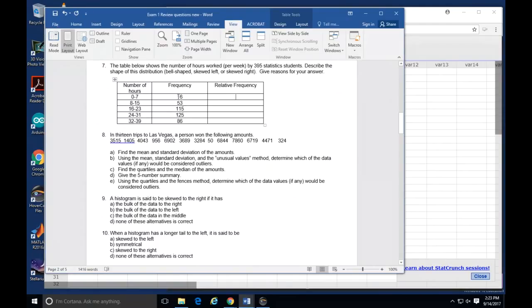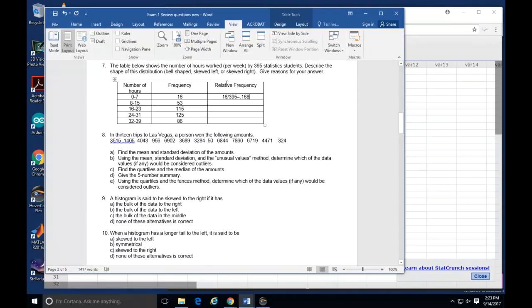Okay, so to do relative frequencies, you need to have the frequency for each class, and for each frequency, you divide that by the total number of data values that are in the distribution. So in this one up here, it tells you that this was for 395 students. So we take each one of these numbers and divide it by 395, and that would give us our relative frequencies. Okay, so 16 divided by 395 is 0.168. So that would be our relative frequency.